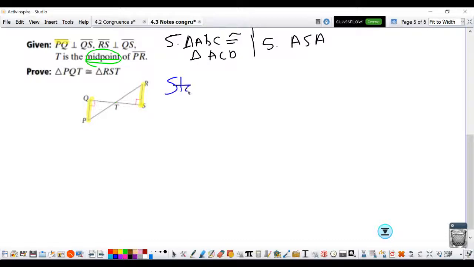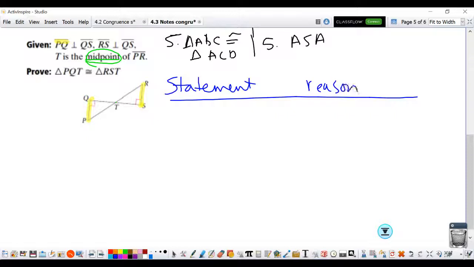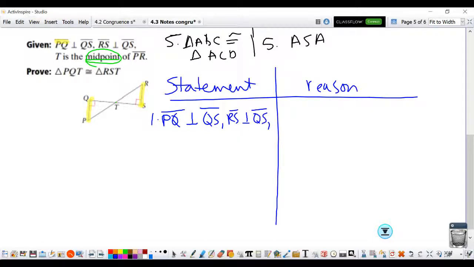Okay, so statement, reason. I might have to write small here. Okay, so copying and pasting the given information. And notice that T is only the midpoint of line PR. Not of both lines, just of one, so we'll have to be careful there.